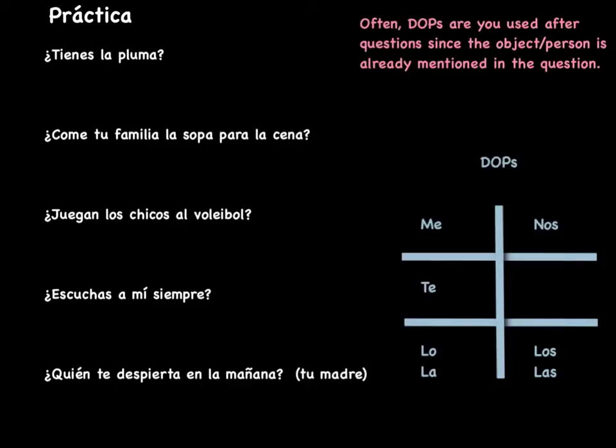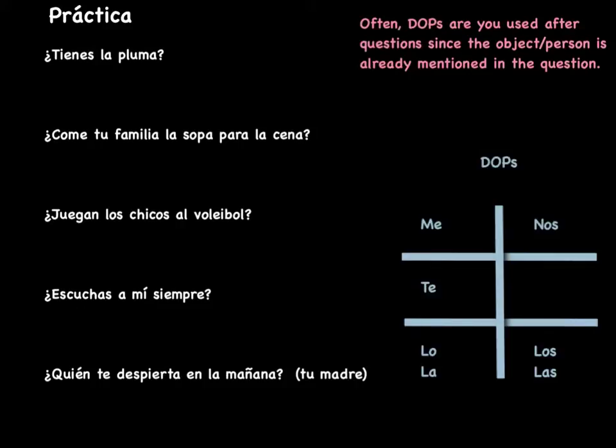Now, often we use direct object pronouns when there are questions being asked. And the reason for this is that when someone asks a question, the object or person is already mentioned. It's already defined in the question. So therefore, we can now substitute that thing or person with the DOP because we already know who we're talking about. Let's look at some practice examples here.